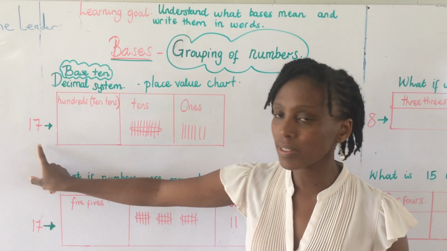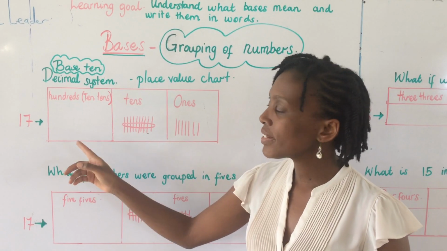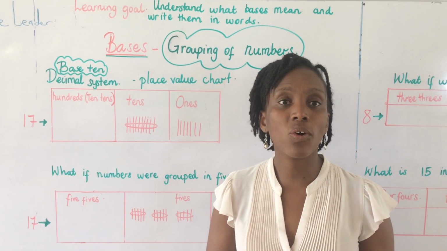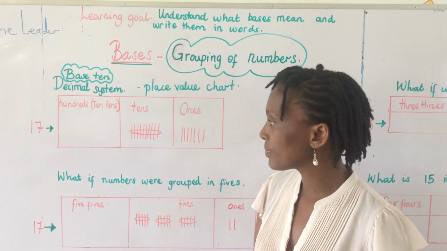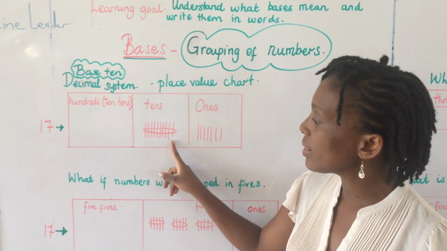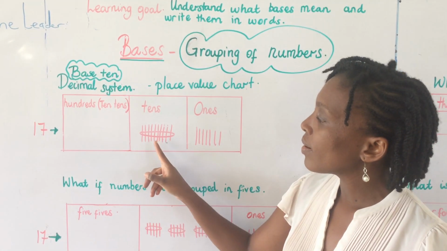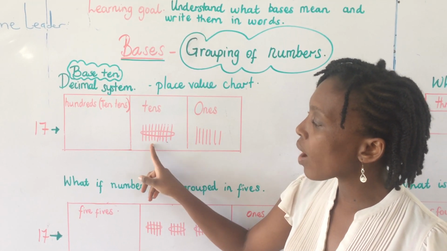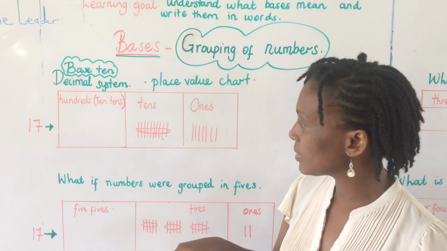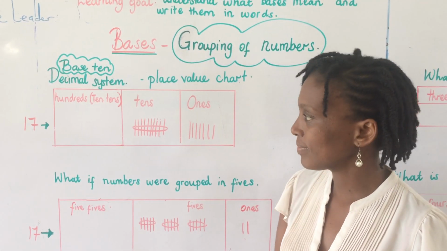So we'll start with a simple number, 17. What does this look like on our place value chart? 17 is 10 plus 7. That is one group of tens and 7 ones.